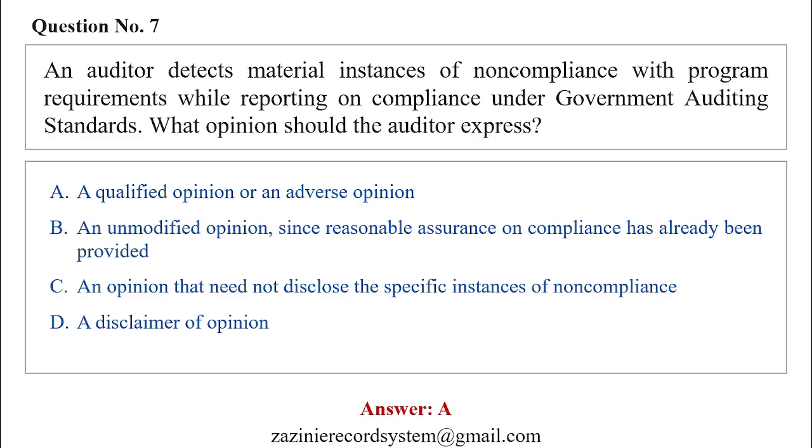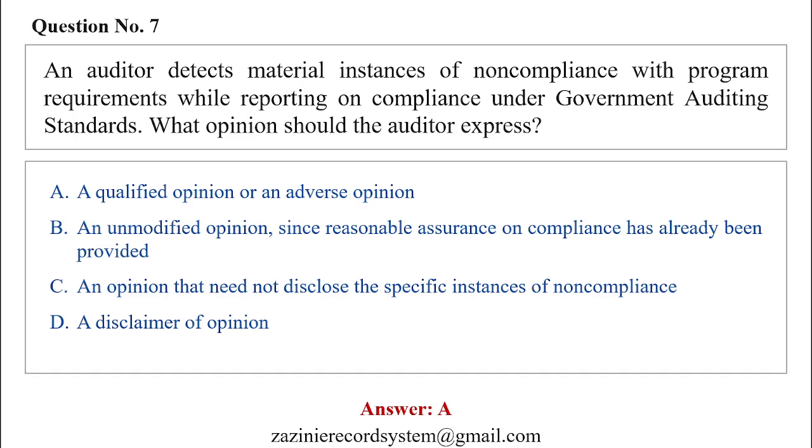Explanation. Letter A is correct because material non-compliance is treated much like a material misstatement, driving the auditor toward a qualified or adverse opinion depending on how pervasive it is. An unmodified opinion clearly wouldn't reflect what was found, and the specific non-compliance can't simply be left undisclosed.